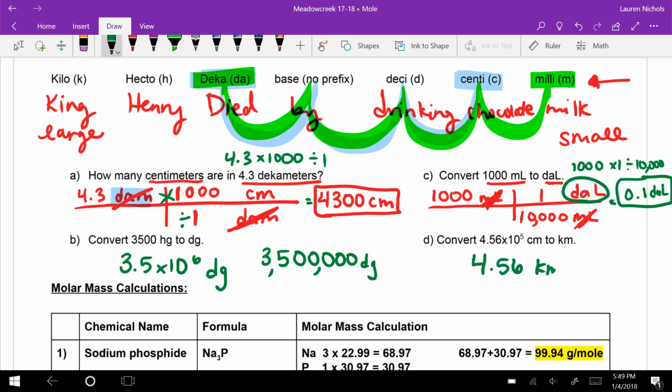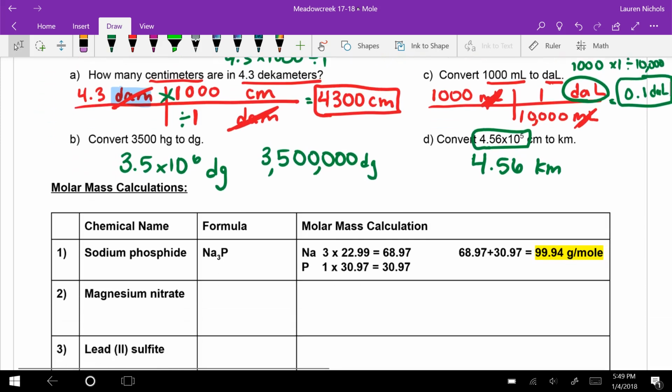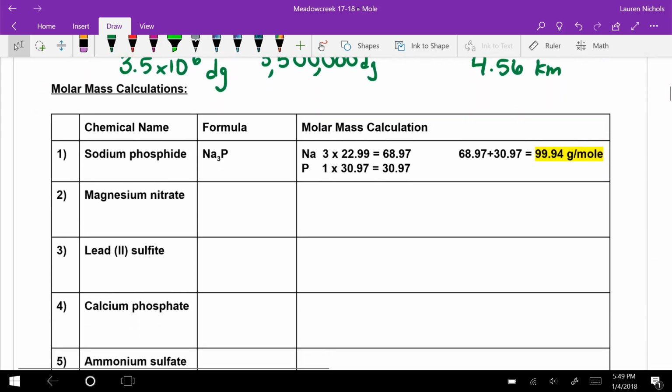4.56 kilometers. Make sure that you get practiced with being able to put numbers that are in scientific notation into your calculator. If you need help with that, please come ask, because using your calculator correctly is extremely important.